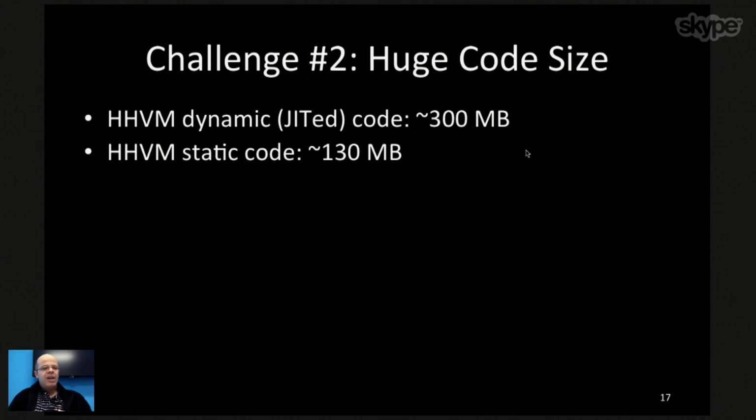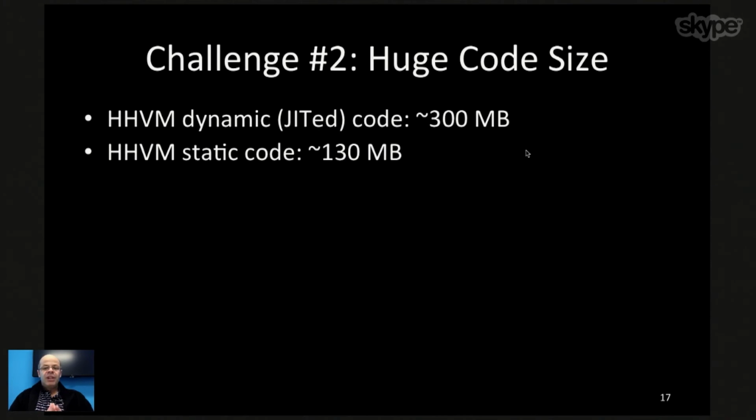Okay, so now the second challenge I want to talk about is the huge code size that we have to deal with. For HHVM, running a large website like Facebook, we end up JITting hundreds of megabytes of code at runtime. And this is after the server has started, right? You start taking traffic and you start compiling code, and you have to keep up with the web requests that are coming in already. So you have to make sure that you handle this situation very well.